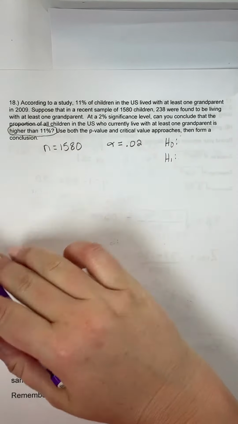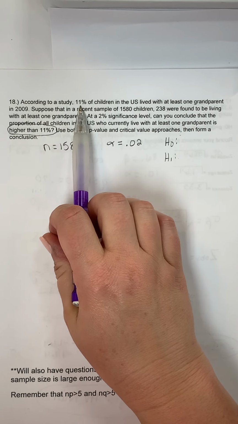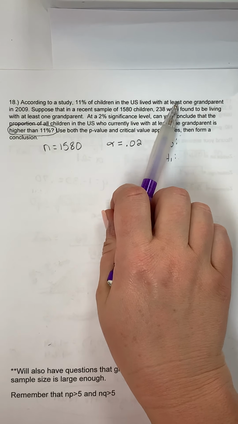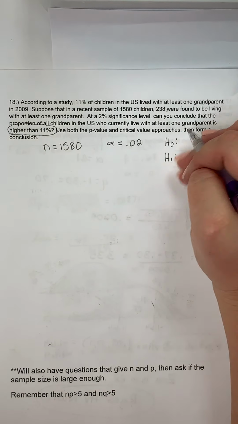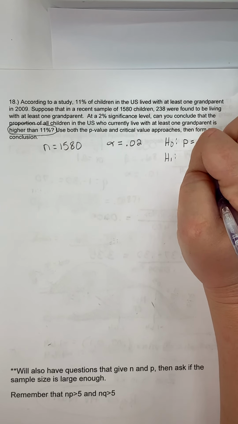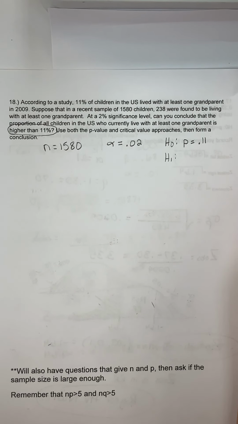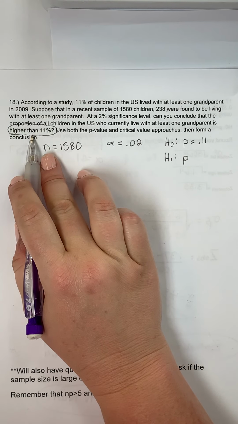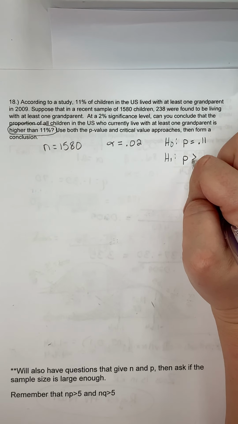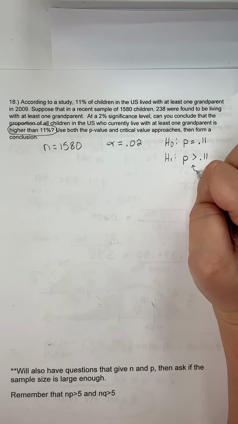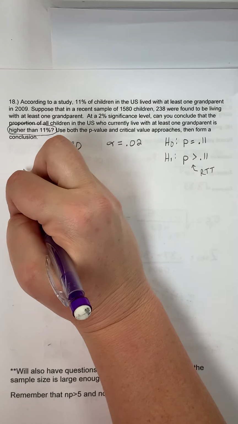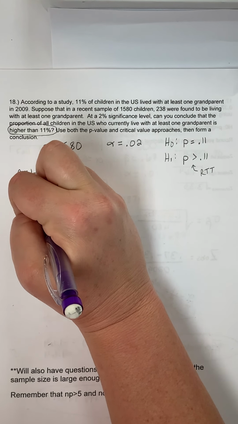That first sentence is usually your null. Here we go. According to a study, 11% of children in the U.S. lived with at least one grandparent in 2009. We're going to take that 11% and make it a decimal. There's our null. Our alternative is that it's higher than, that's greater than 0.11. Greater than is a right-tailed test. Okay, let's make a Q. It's 1 minus P.